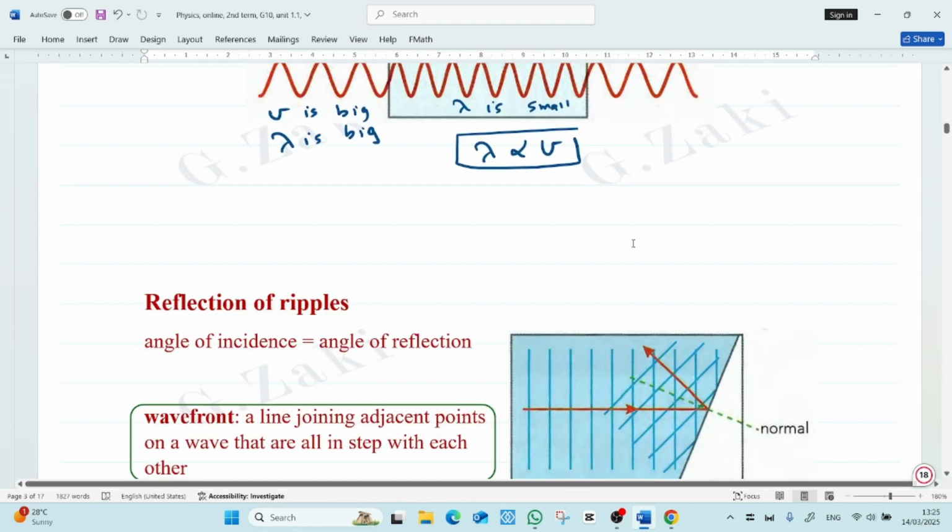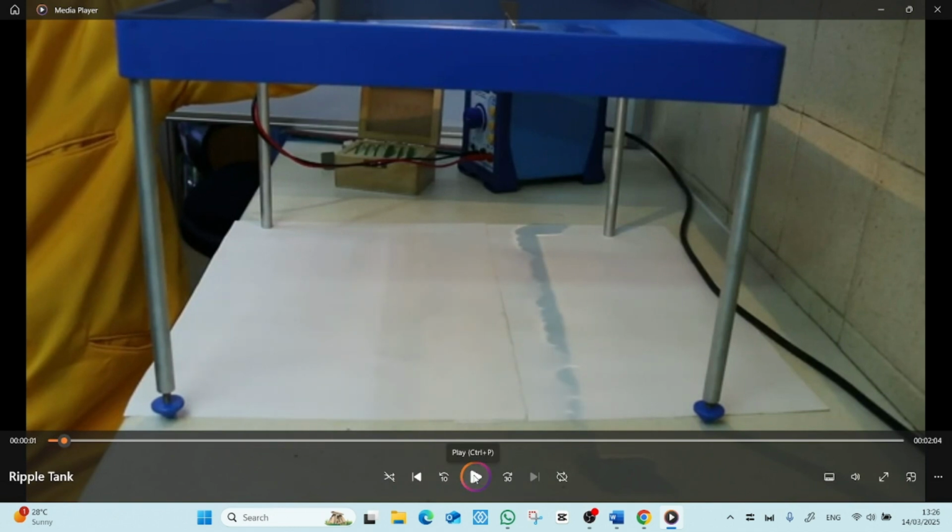Ripple tank. What is the ripple tank? It is an instrument that contains water and a generator of the waves, and down this container we have a paper and light. So when the light is switched on, we can see the figure of the wave. We can demonstrate all the properties of waves by using the ripple tank. So we can demonstrate the reflection, refraction, diffraction.